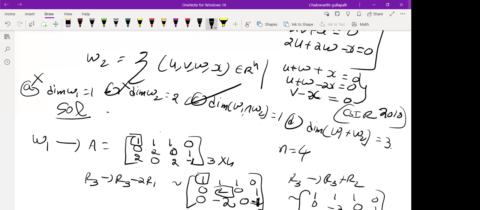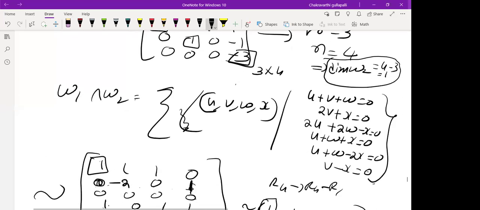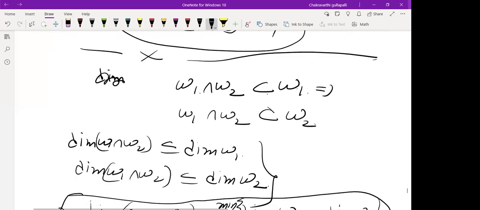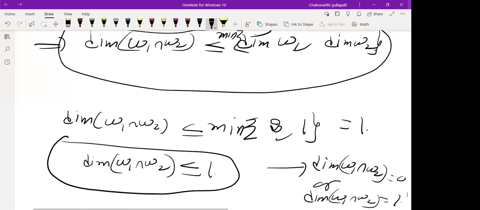So by using W1 and W2, what is the question you asked? Using the dimensions of W1 and W2, can't we conclude that dimension of W1 intersection W2 is 1?